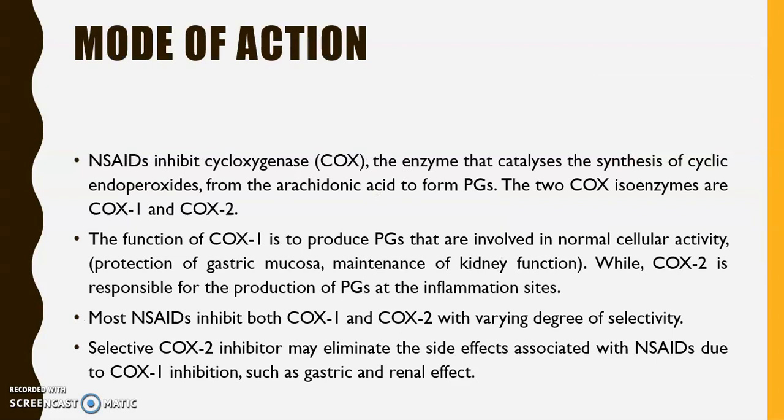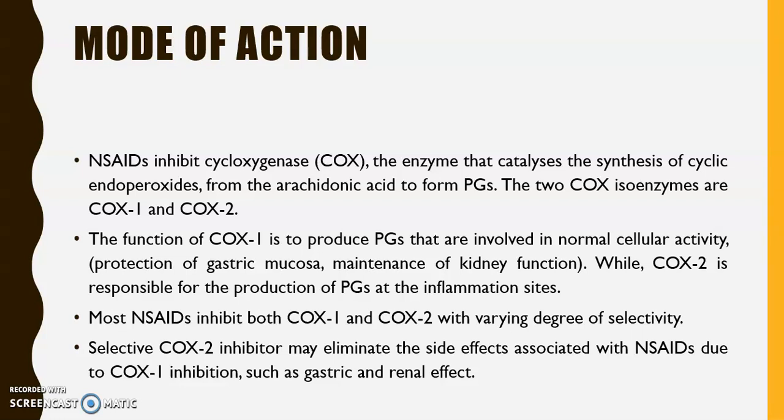Now, mode of action. How do NSAIDs act? NSAIDs inhibit cyclooxygenase 1 and 2, the enzymes which catalyze the synthesis of cyclic endoperoxides from arachidonic acid to form PG, that is prostaglandins. The function of COX-1 is to produce prostaglandins that are involved in normal cellular activity like protection of gastric mucosa and maintenance of kidney function, while COX-2 is responsible for production of prostaglandin at the inflammation site.